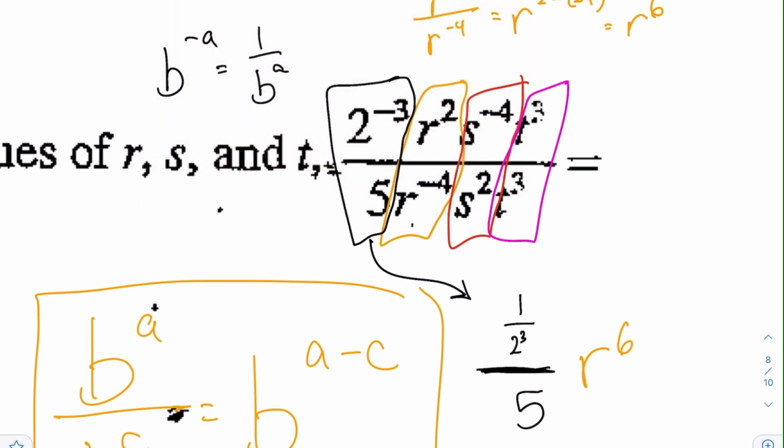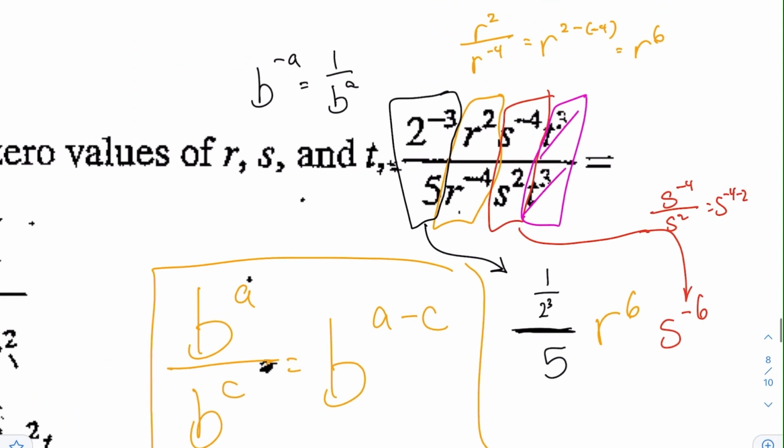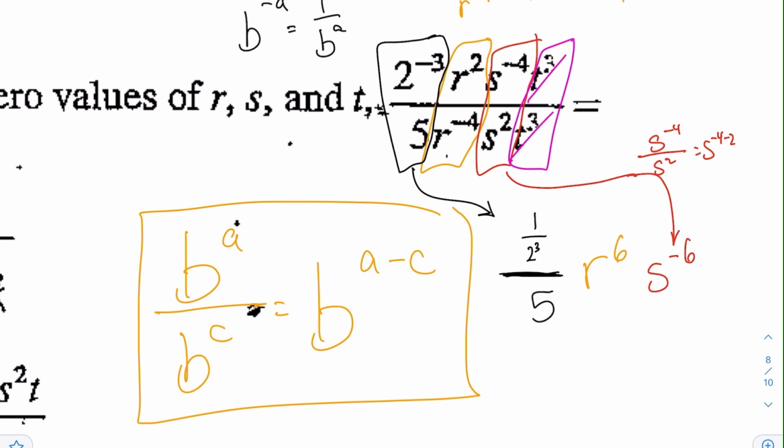Then for the s terms, it's s to the -4 divided by s squared. So this is s to the -4 minus 2, or s to the -6. And finally for the t's, the t cubes actually just cancel out. So t goes away. And now from here, you can simplify even further. So here, s to the -6, you're going to reuse this law again. So that will give you 1 over s to the 6th. r to the 6 is still in the numerator, so you can put r to the 6 over 1. And finally, 1 over 2 cubed is the same as 1/8.